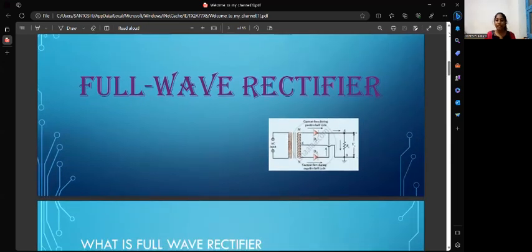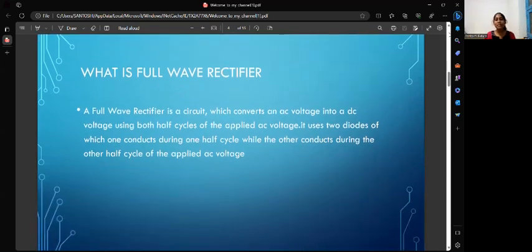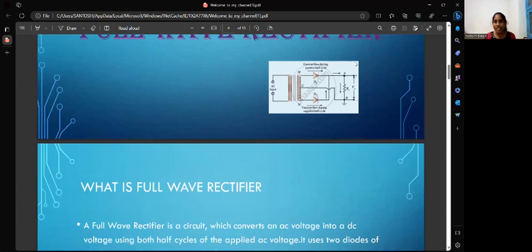Let's go through full wave rectifiers. What are full wave rectifiers? They convert an AC voltage into a DC voltage using both half cycles of an applied AC voltage. It uses two diodes, of which one conducts during one half of the cycle while the other conducts during the other half of the cycle of an applied AC voltage. The current flows in the opposite direction, and this current flows in the negative half of the cycle.